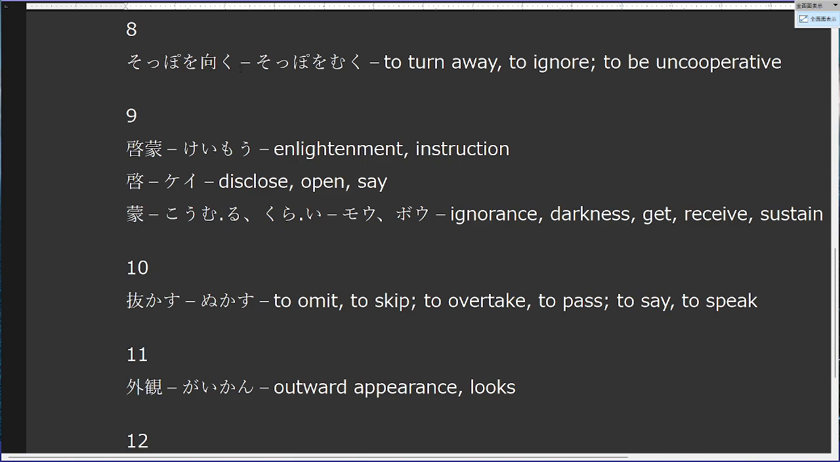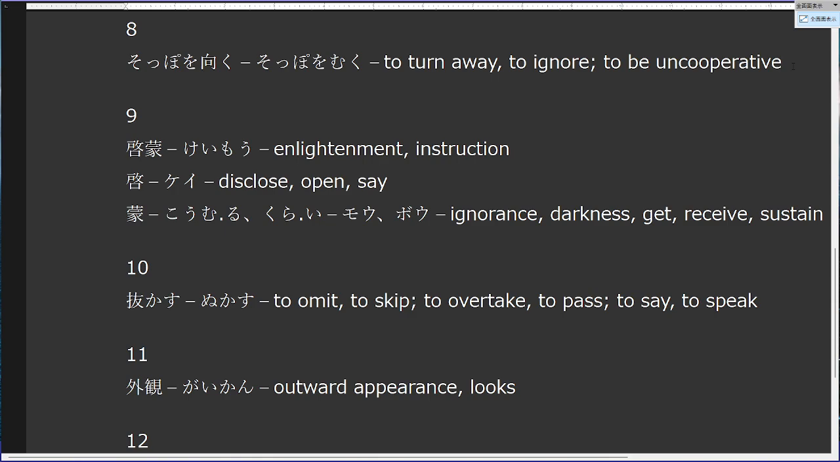Soppo omuku. Soppo on the left side comes from outer direction. So this is facing outward. Wo muku, meaning to face towards or to turn towards. So soppo omuku literally means to turn in an outward direction or to turn away, to ignore or be uncooperative in kind of a metaphorical sense. To ignore or be uncooperative, literally translated to turn away or to turn outward.